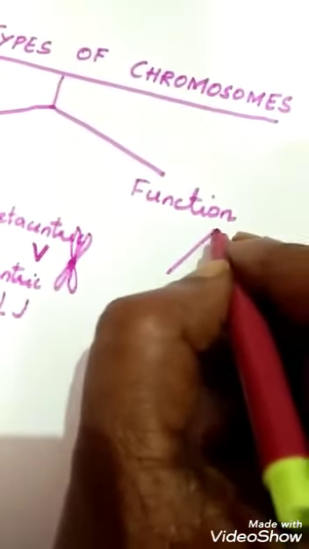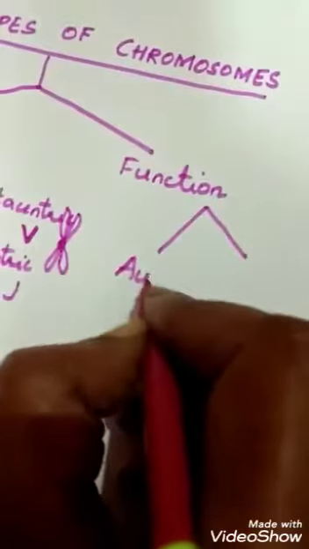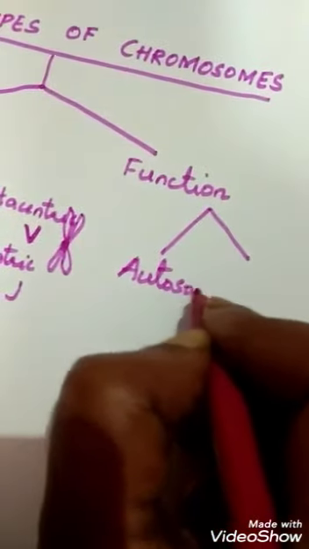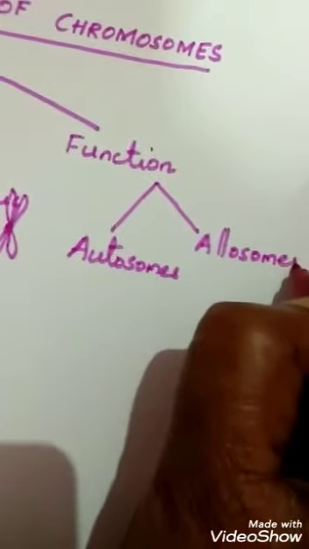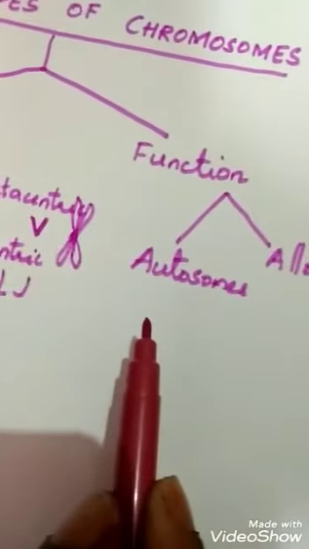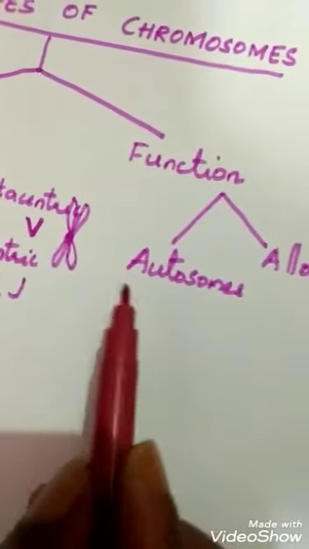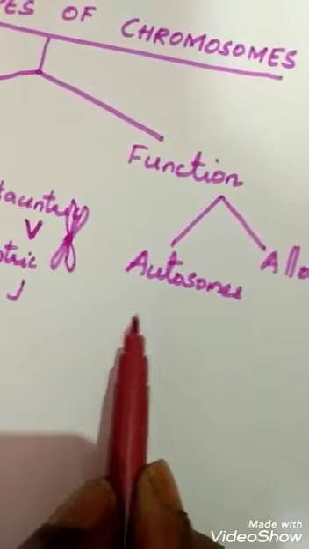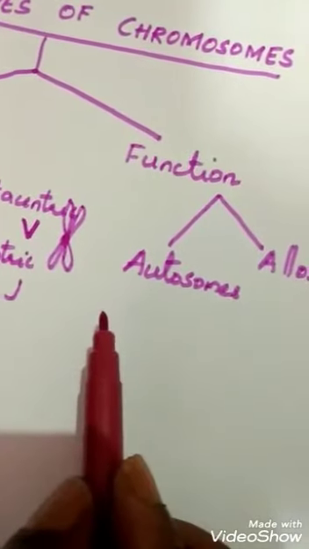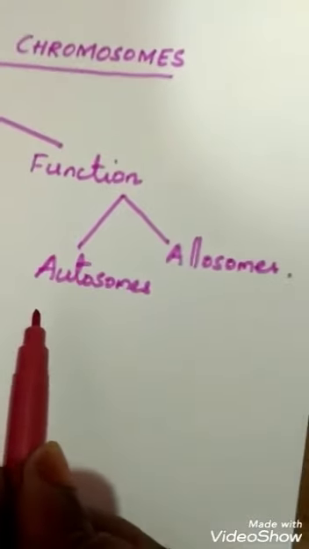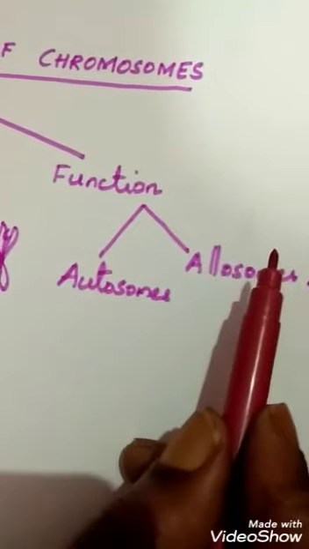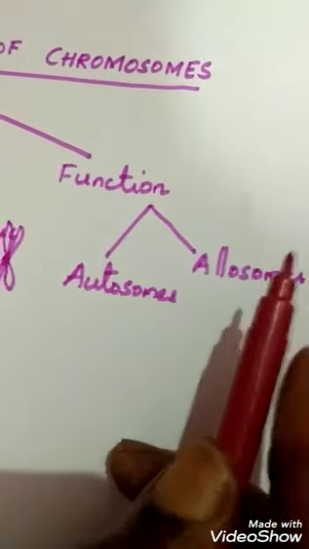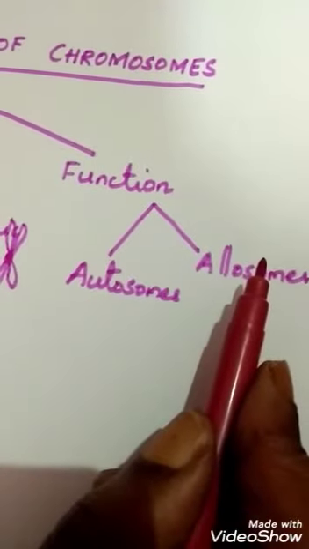And based on the function, it is divided into two types. They are autosomes and allosomes. Autosomes are nothing but the body chromosomes or somatic chromosomes, which are present in both male and female in equal numbers. Allosomes are the chromosomes which are responsible for determining the sex of the individual. They are called sex chromosomes or heterochromosomes.